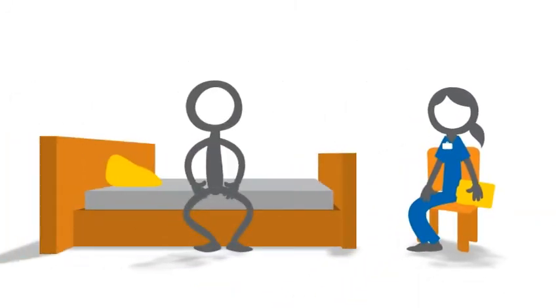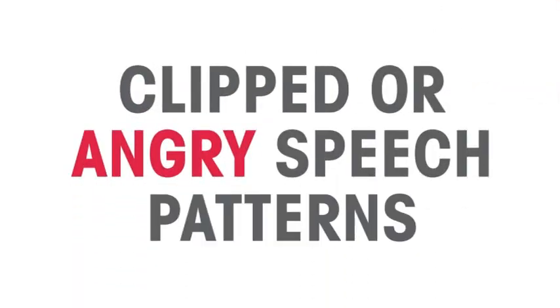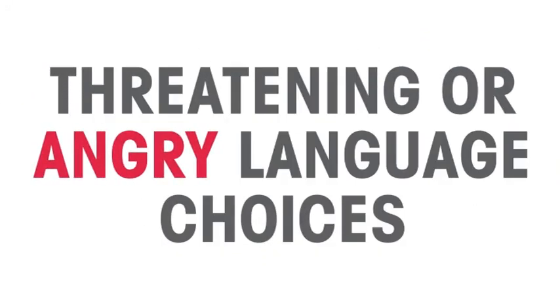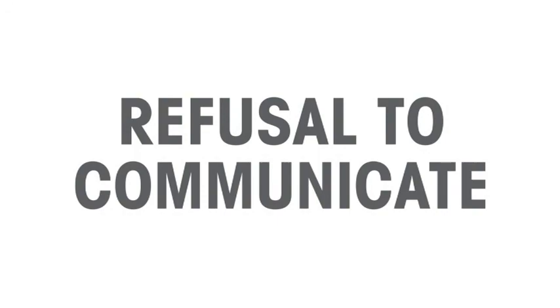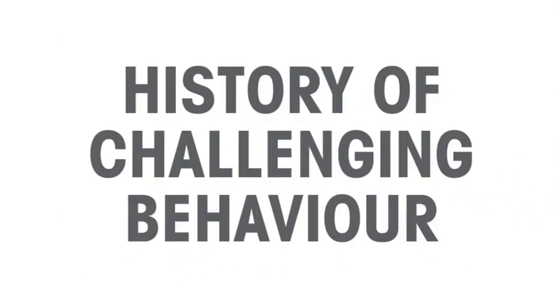Because some triggers can be difficult or impossible to address, great care must be taken when assessing a client's likelihood of violent behavior. To do this, we must pay careful attention to the client's verbal and nonverbal cues. Verbal cues can include the client's speech patterns, such as tone, volume, and language choice. Nonverbal cues can include things such as threatening body language and expressions, or a refusal to communicate at all. And most importantly, you need to acknowledge the client's personal history of challenging behavior.